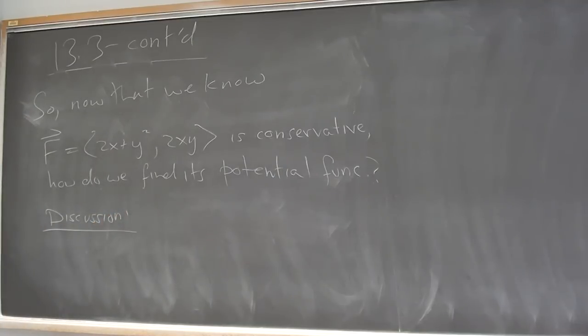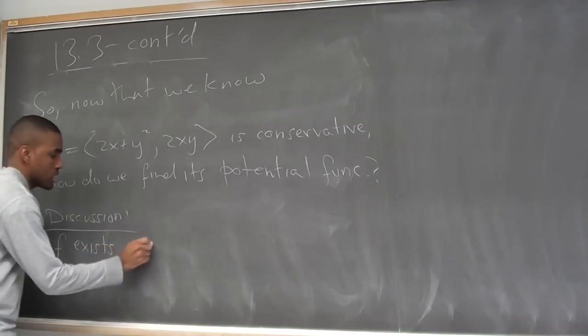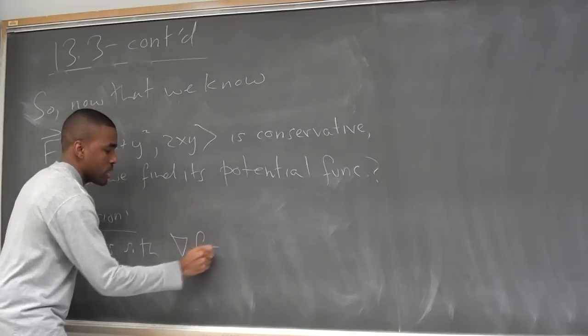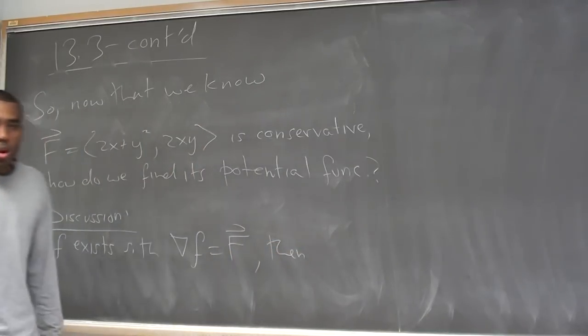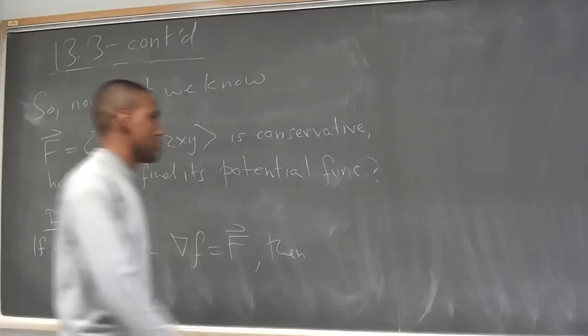So let's discuss this. If f exists such that the gradient of f equals F, then what must actually happen?